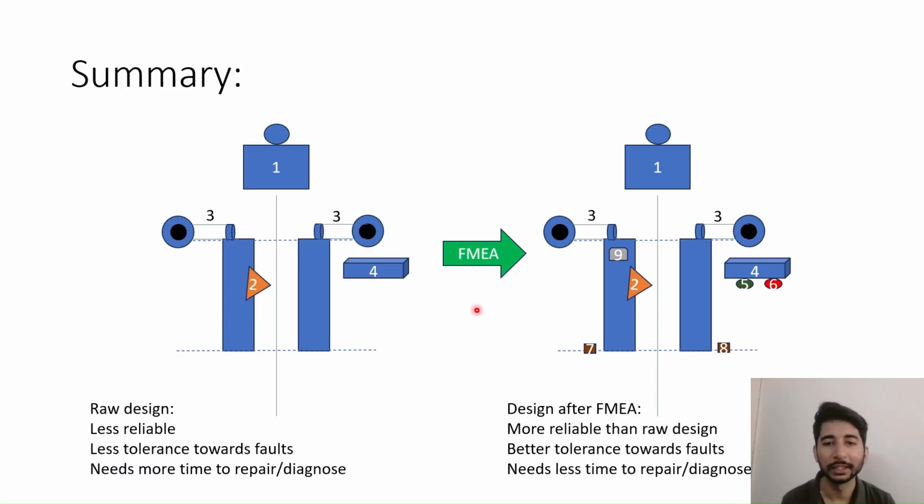But since we performed FMEA and we identified the potential faults and the loopholes in the present system, and after implementing these countermeasures, we got the system at the right. The system at the right is basically more reliable than the raw design. It has better tolerance towards the fault, and maybe the repair time after it is sold will be less. So this is an example of how FMEA helps us to improve our system and why it is performed.